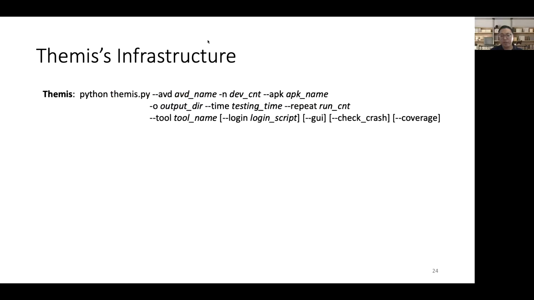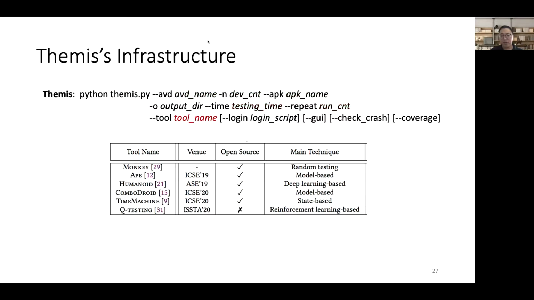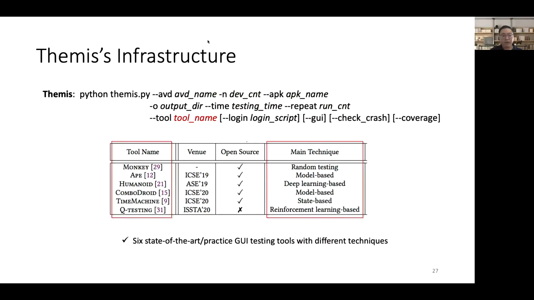In addition to the bug dataset, CMIS provides an infrastructure which allows evaluating any testing tool with one command line. For example, CMIS can specify the device, the buggy app, the testing time, etc. Up to now, CMIS has integrated 8 state-of-the-art tools with different testing techniques. They are Monkey, Ape, Humanoid, ComboDroid, Time Machine, and Q-testing. And we also integrate Stoat and Sapienz, the 2 well-known baseline techniques.